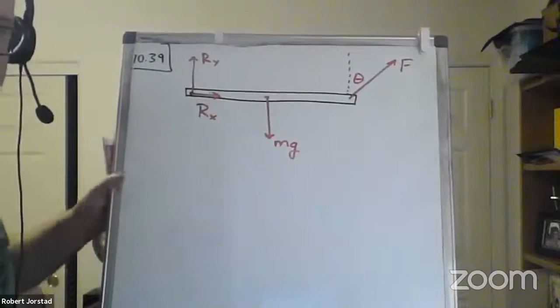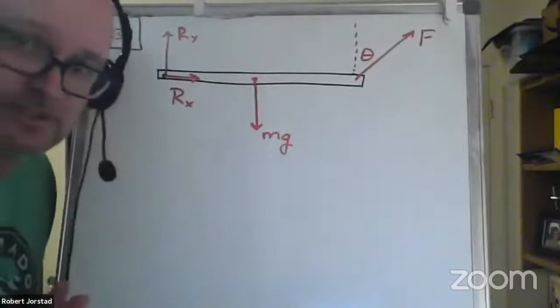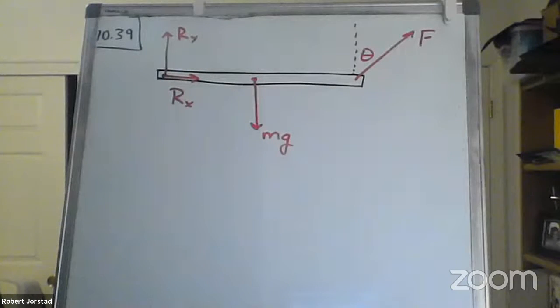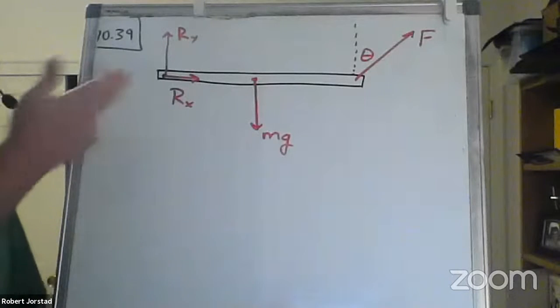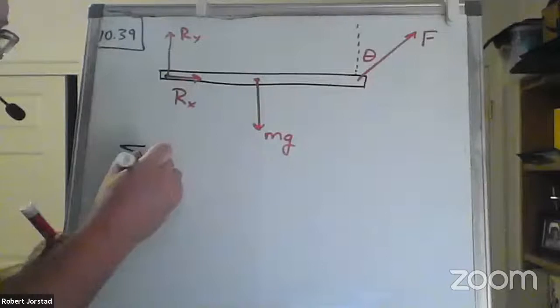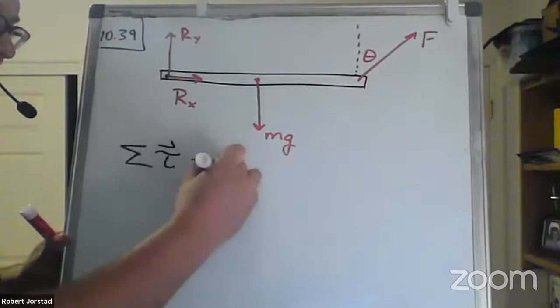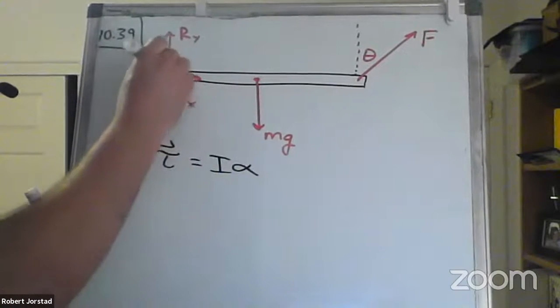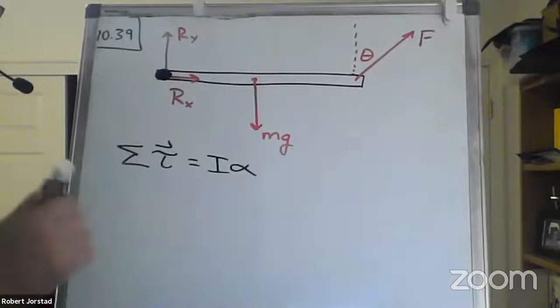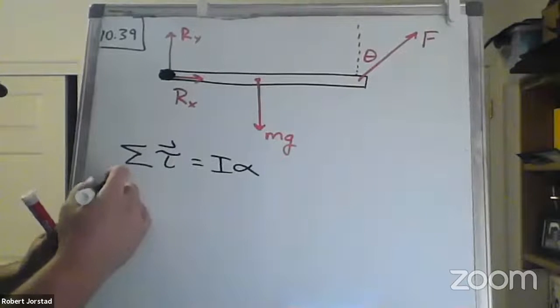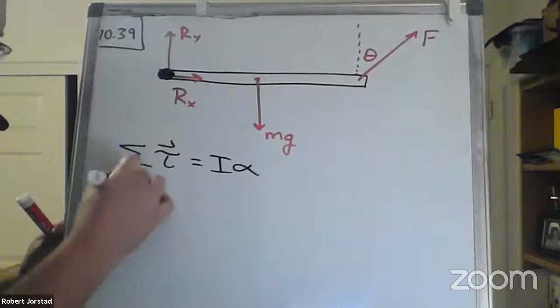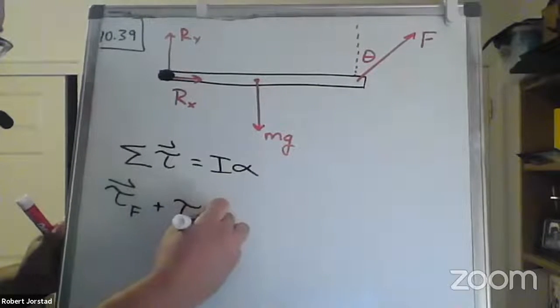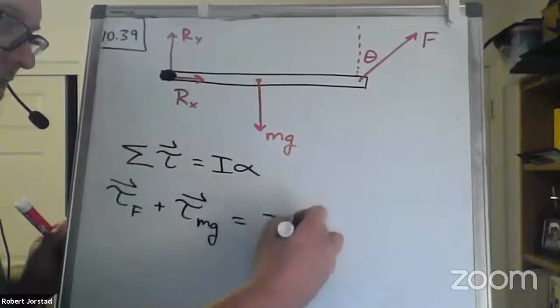Okay. So the idea here is, which 2 forces don't contribute to the torque? Rx and Ry. Yeah, because their line of action goes through the pivot. So if I want to get the torque and the angular acceleration, I know the sum of torques equals I alpha, right? This is my pivot point, just making that clear. Let's do the torques one at a time. So we're going to have the torque due to F plus the torque due to mg equals I alpha.